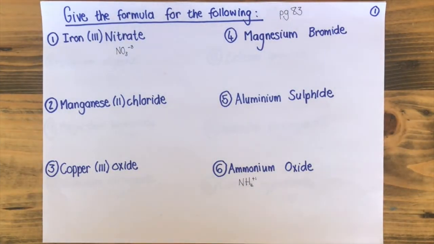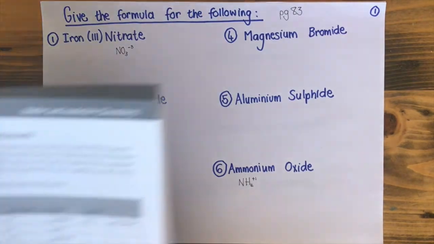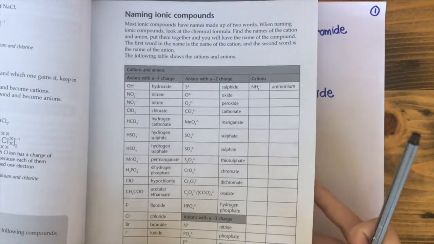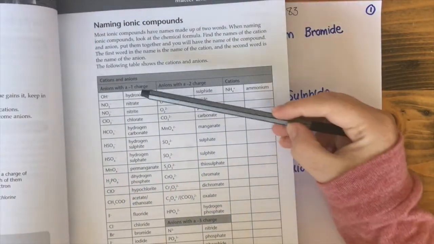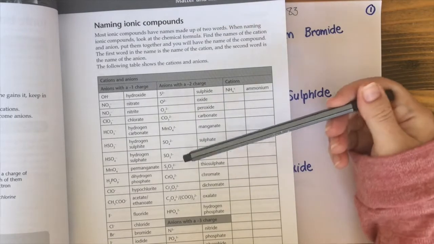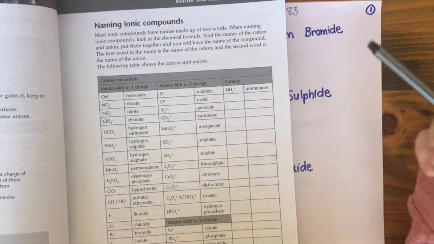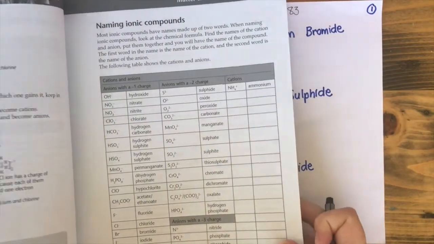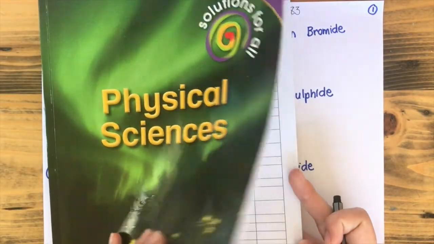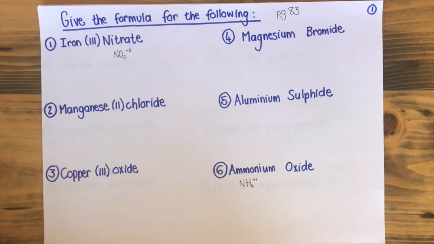Hi grade 10s, I am doing a revision exercise on naming ionic compounds with you. I am referring to page 83 of your textbook. We are looking at this table and using information from this table to give the formula of certain chemical compounds. So this is your solutions for all textbook and it's on page 83.